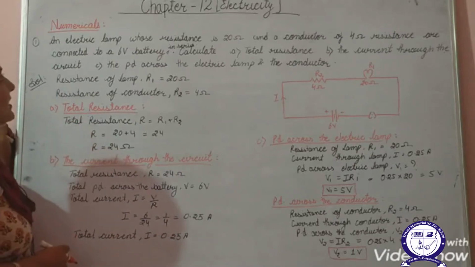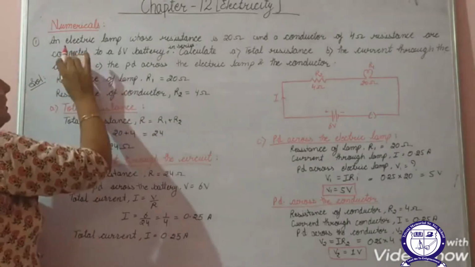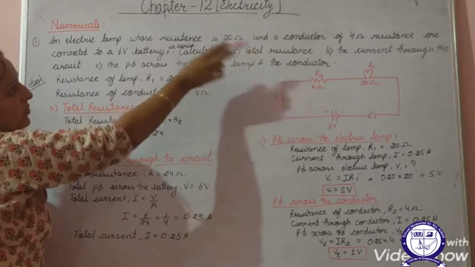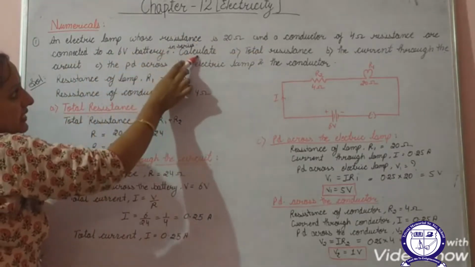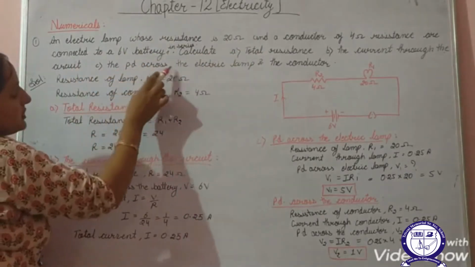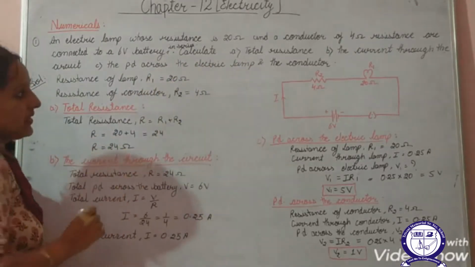Now let's discuss a numerical based on combination of resistances. The numerical is: an electric lamp whose resistance is 20 ohm and a conductor of 4 ohm resistance are connected to a 6 volt battery in series. Calculate the total resistance, the current through the circuit and the potential difference across the electric lamp and the conductor.